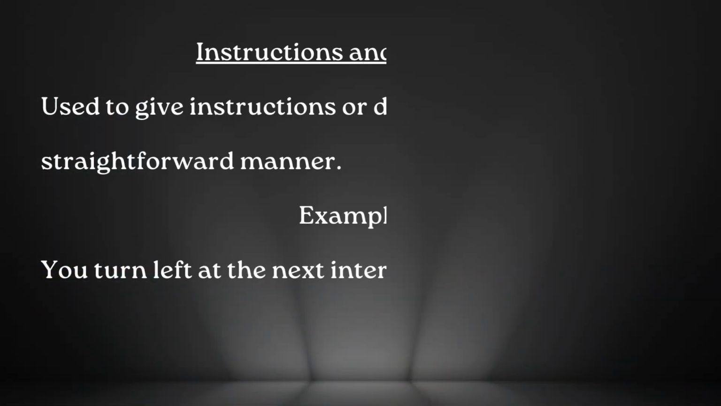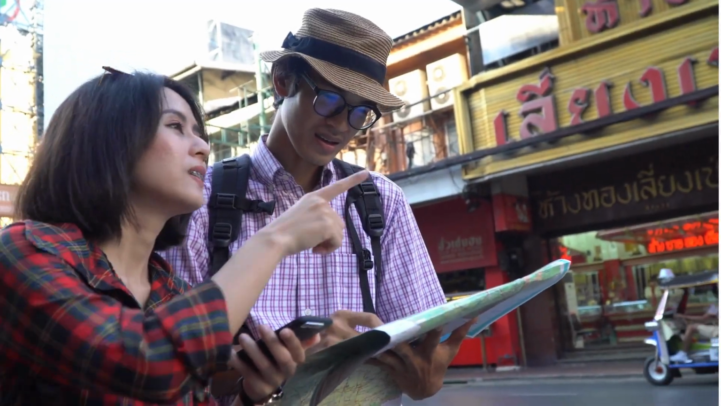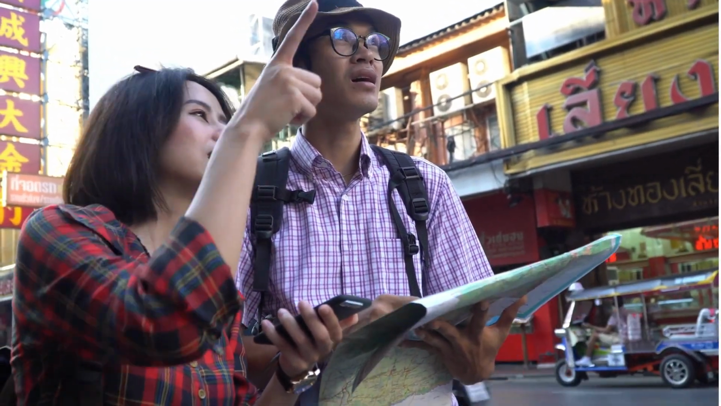We also use the simple present tense for instructions and directions. This is where you give clear, straightforward instructions. Like, you turn left at the next intersection.